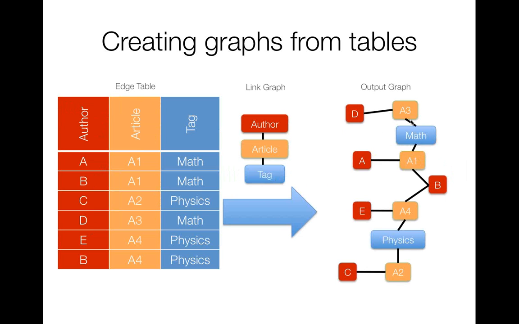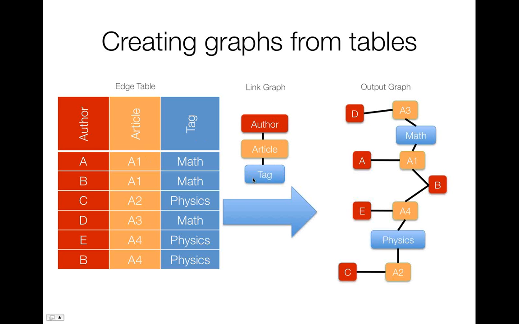It does allow more arbitrary things. So for example, if we're looking at our article data again, where we have the article name, author name, and a tag associated with it, then you could make your link graph contain more than 2 columns.